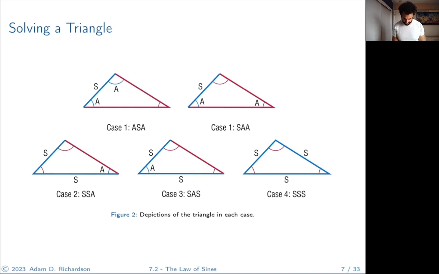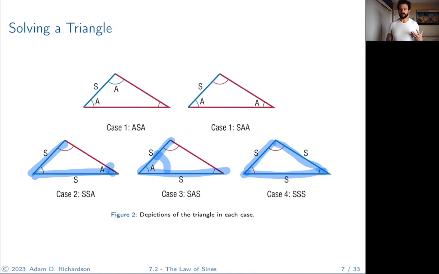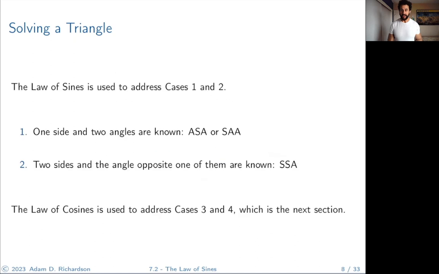My pencil's a little bit slow here. SSA, so in this case, we'll know two sides and one of the angles. And then case three, SAS, that's where we know two sides and we know the angle included in between them. Or we might just know all three sides. So side, side, side. There we go. But none of the angles. So those are all four of the cases, and then the two subcases for case one.